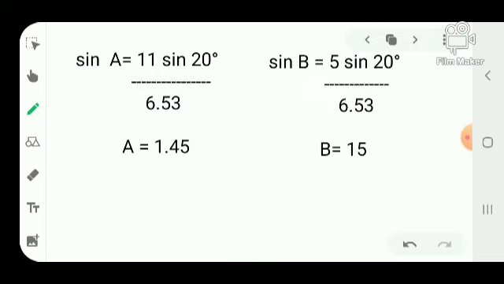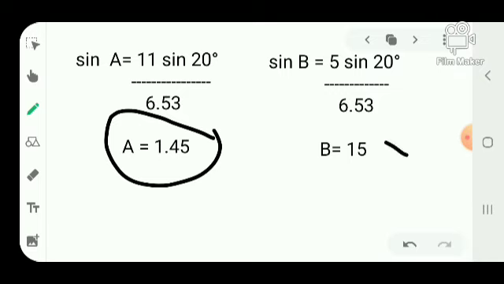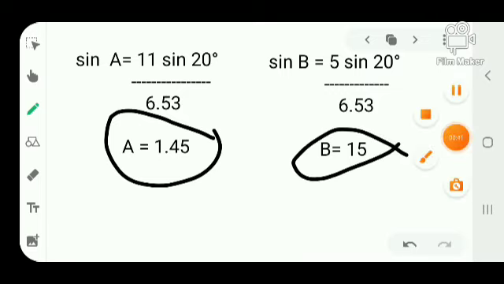Next is to find the remaining angles using the law of sines. We have 11 over sine A equals sine 20 degrees over 6.53. Using cross multiplication, we get A equal to 1.45. And the same with sine B: 5 over sine B equals sine 20 degrees over 6.53. Using cross multiplication, we get B equal to 15.